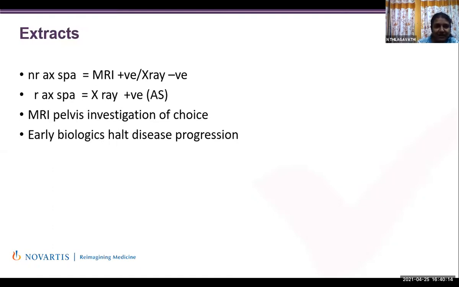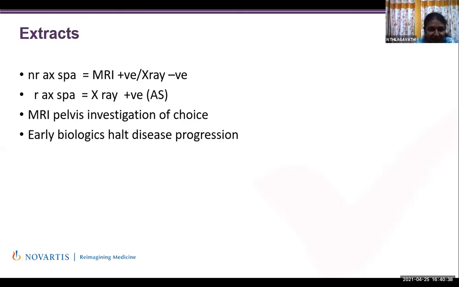One is non-radiographic axial spondyloarthritis, that is nr-axSpA. That means the MRI shows bone marrow edema with the X-ray showing normal. So a normal X-ray in a patient with inflammatory back pain does not rule out axial spondyloarthritis. We have to take an MRI to confirm the sacroiliitis.